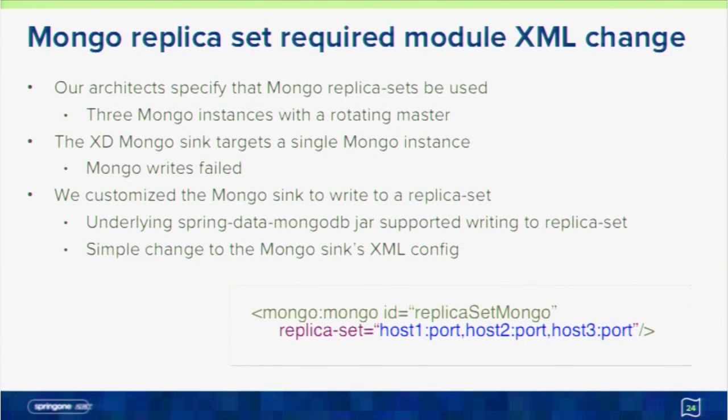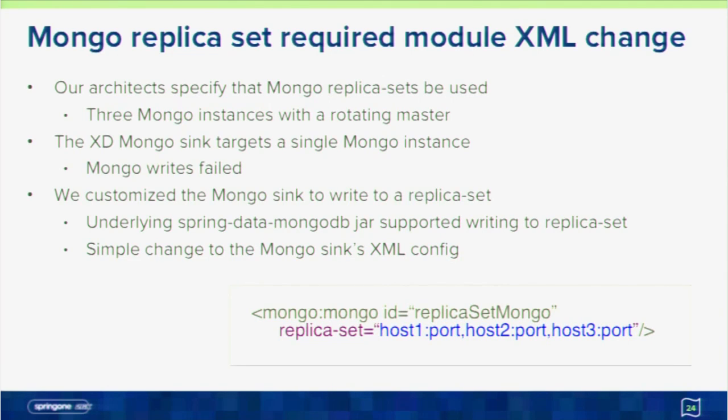All right, so here, one of the things we want to highlight is something that was particular to our organization around Mongo. Our architects had specified that they wanted Mongo to run in what are called replica sets. So we had 3 Mongo instances with the potential for the master to rotate between the replicas in the replica set. That meant that under certain conditions, those writes to Mongo might fail. I saw a head nod in the back. All right, so we had to make a minor change to the out-of-the-box Mongo sync.